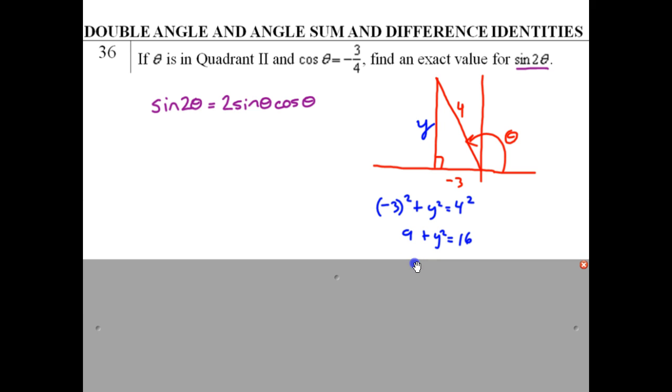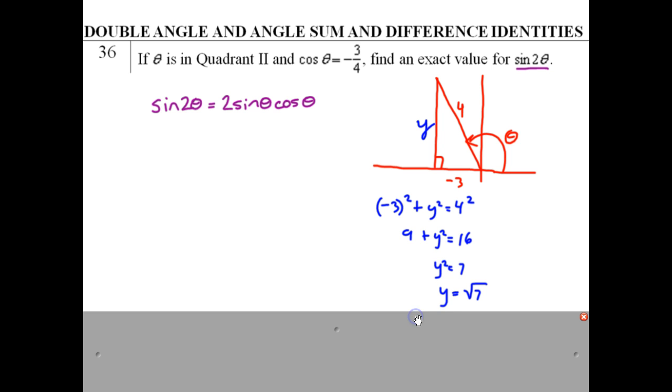Okay, so hopefully you figured out, you did some Pythagorean theorem, and you got that y is equal to radical 7. It has to be the positive root, because it's going in the positive y direction. Now I think we have enough information in order to be able to work this out.